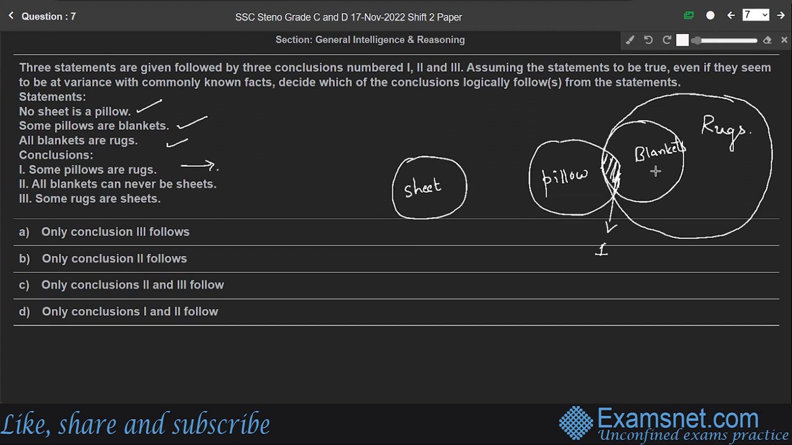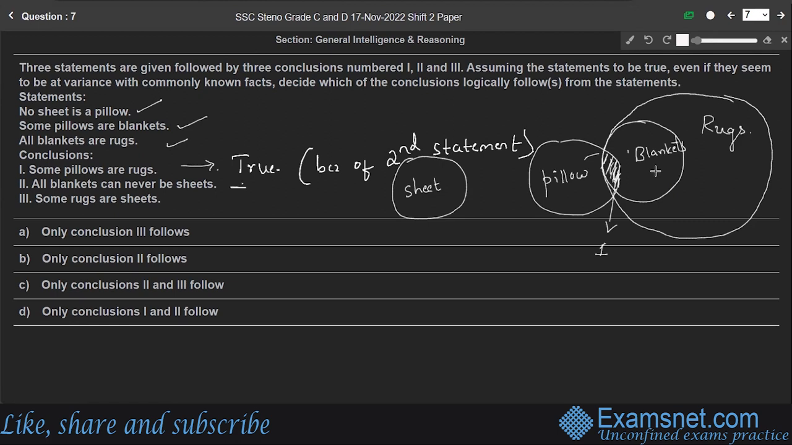So conclusion one: some pillows are rugs. Since all blankets are rugs and some pillows are blankets, every portion of blanket is included in the set of rugs. Therefore, some pillows are rugs is a true conclusion, because of the second statement.